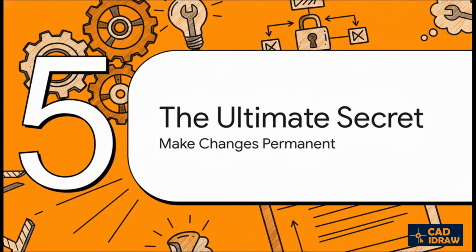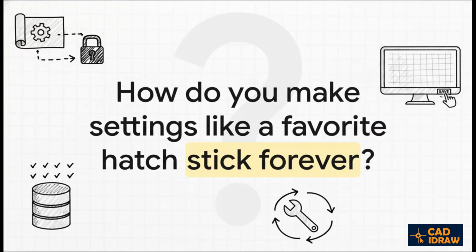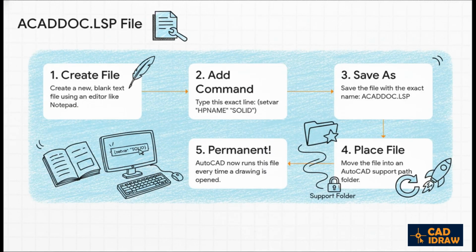And that brings us to the ultimate secret. This isn't just another tip. This is the key to making AutoCAD truly your program, and it builds right on top of that problem we just found. And that's the million-dollar question, isn't it? I mean, what good is it to customize a setting if you have to do it all over again every single time you open the program? We need a way to make our changes permanent, so AutoCAD starts up exactly how we want it every single time. The answer is a simple little text file called the acad.lsp file.